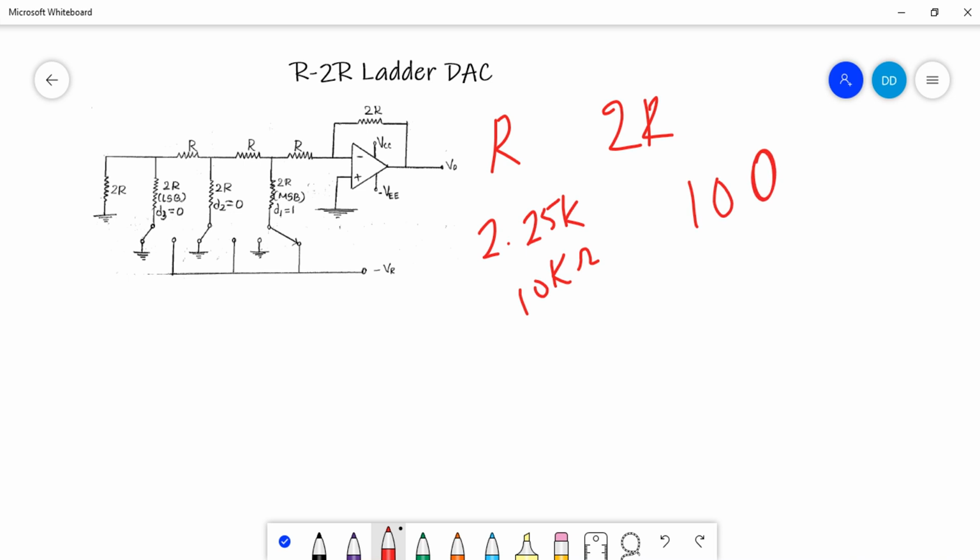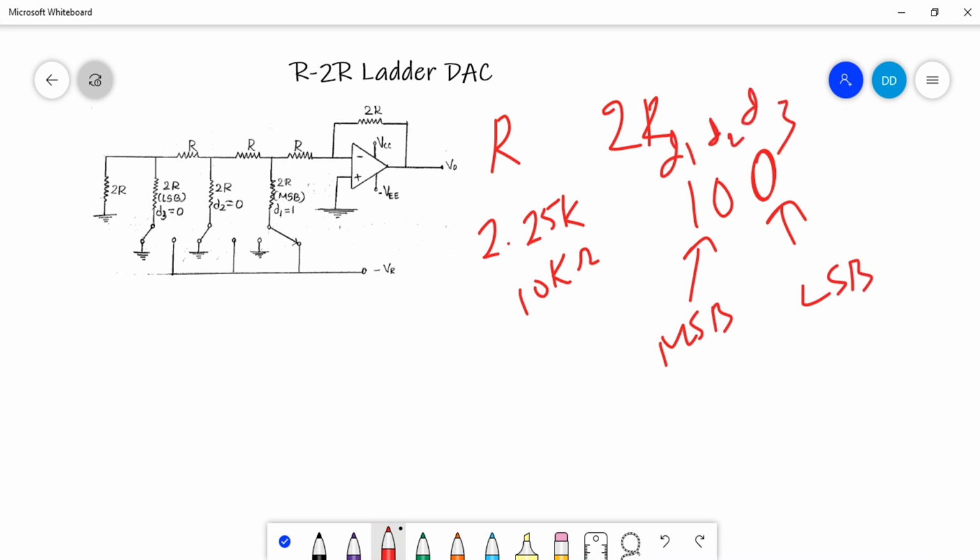So this is the most significant bit. This is the least significant bit. So this is D1, D2 and D3 as shown in the figure. If it is 1, that means the switch has to be connected to the reference voltage. If it is 0, then it has to be connected to ground.